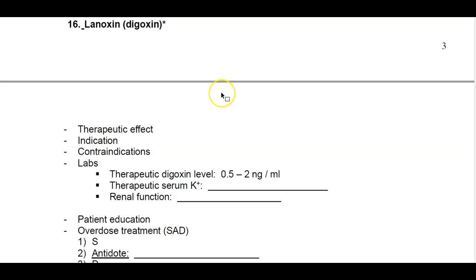Indications for digoxin include heart failure and some dysrhythmias, and when resting heart rate is not under control. So this is basically for fast heart rhythms because it decreases the heart rate.